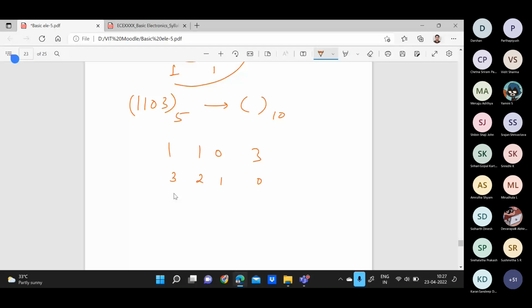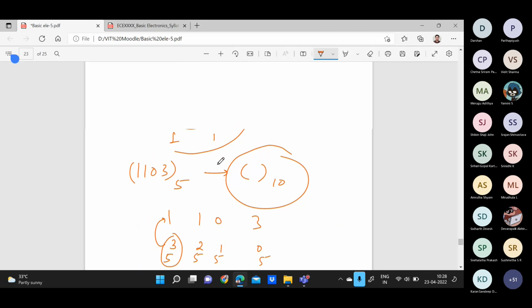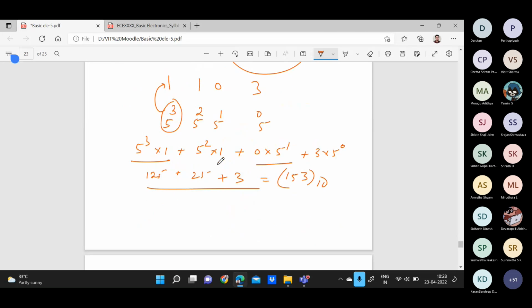Now you write down the base around it, 5, 5, 5, 5, and multiply this number with 1 like this. That means 5 raised to power 3 into 1 plus 5 square into 1 plus 0 into something, that means only 0, plus 3 into 5 raised to power 0. So it will be 125 plus 25 plus 0, right? And this will be 3. So the total answer will be 153, and that is the same answer that we calculated, right? That means we rechecked this answer. Even in the exam you can recheck whether your answer is correct or not by converting back into the base number. Understand?